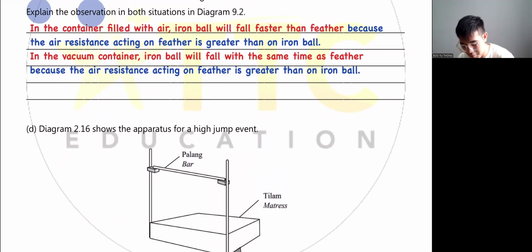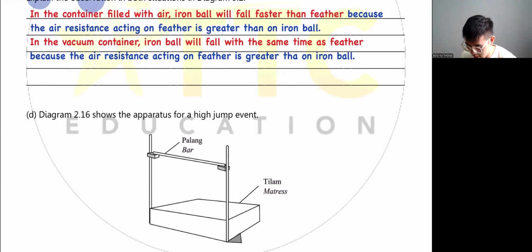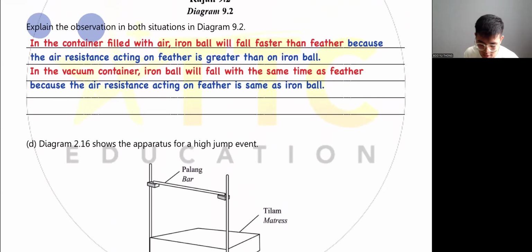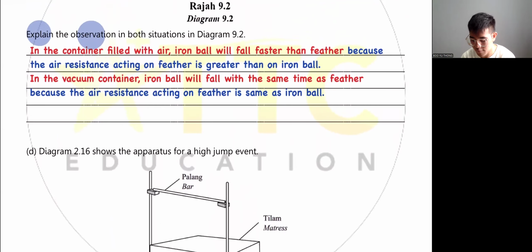Because the air resistance acting on the feather is the same as on the iron ball. I think it's the same as the iron ball. Okay, so the air resistance acting on the feather is the same as the iron ball, so that's why the time taken will be the same.